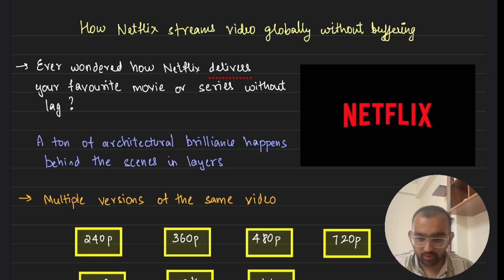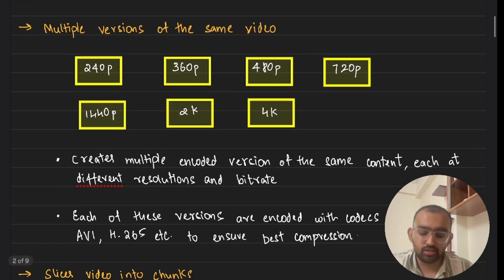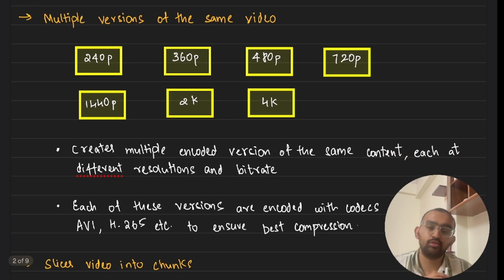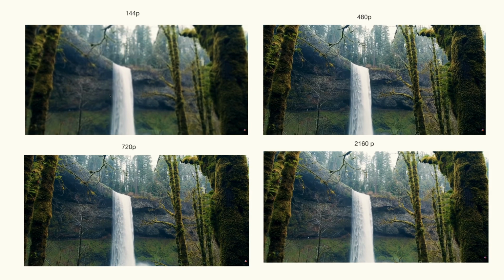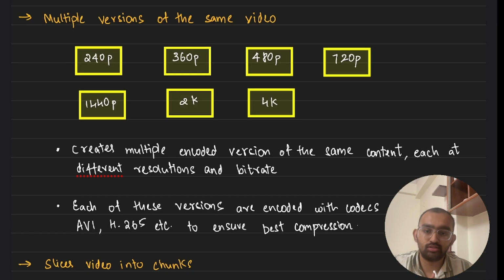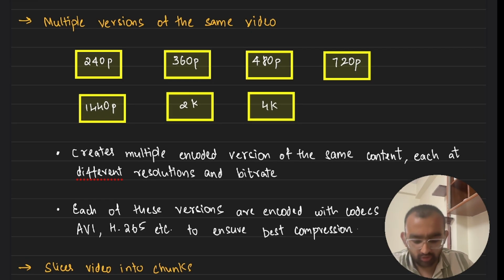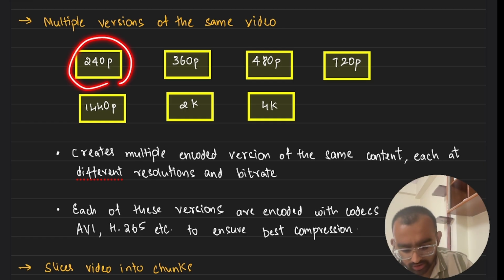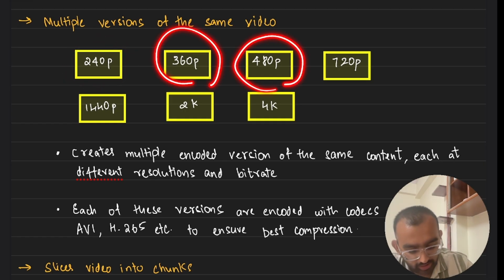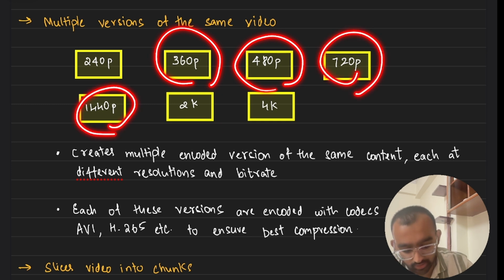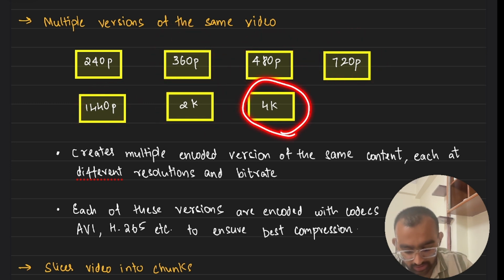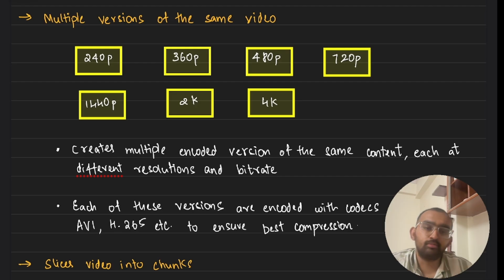Isn't it interesting? Let's start with the first layer, which is that Netflix stores multiple versions of the same video. Well, why does Netflix have to do this? There are two reasons. Firstly, internet is never constant, right? Sometimes you have high speed internet and sometimes you have low speed internet. So Netflix stores multiple versions of these videos, say 240p, 360p, 480p, 720p, 1440p, 2K and 4K, so that it can deliver the media to you based on the internet speed.